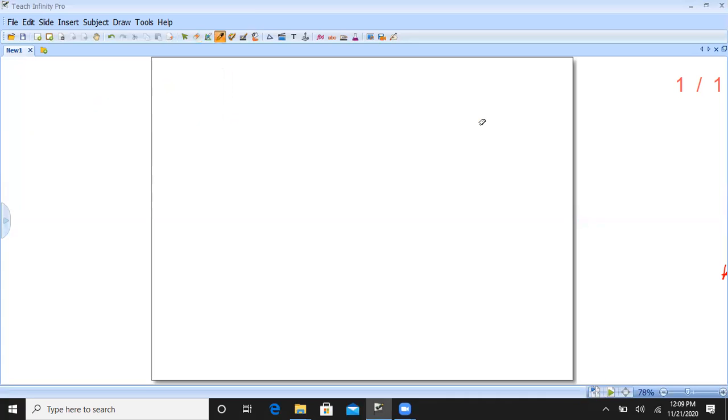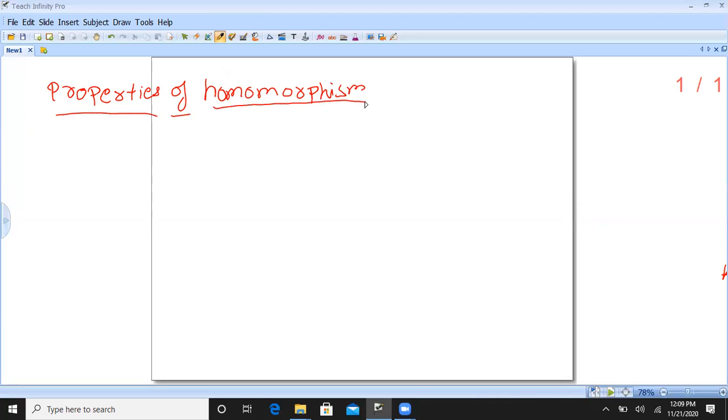So next, properties of homomorphism. It's theorem number 37. Okay, so the statement says that.